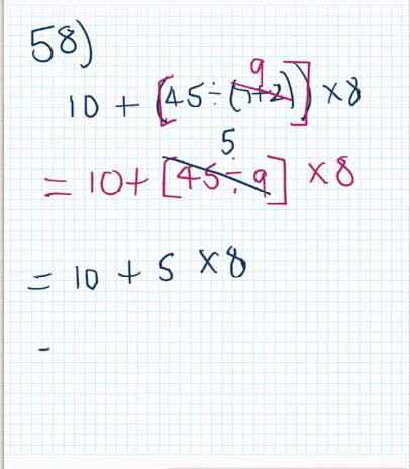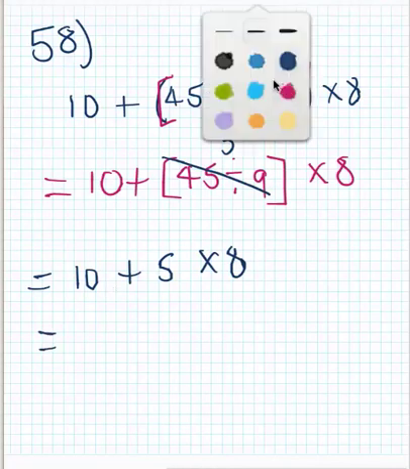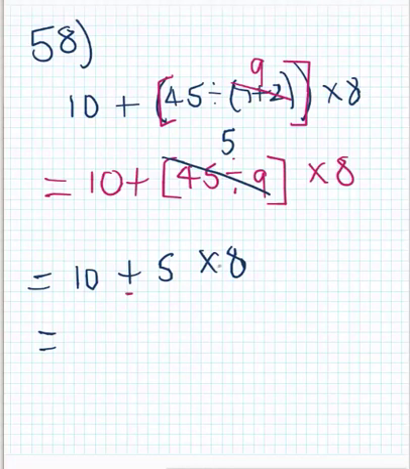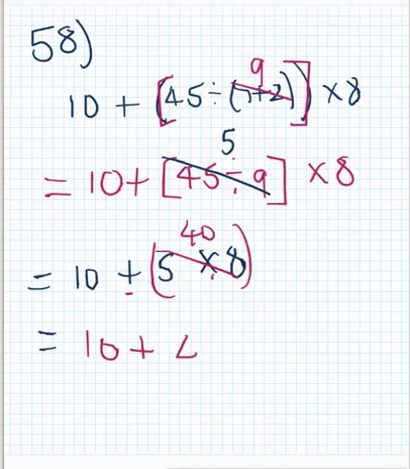Now, our final step is, before we go 10 plus 5 is 15, check our operations. What comes first, plus or times? We know times comes first, so I must do 5 times 8 first. 5 times 8 is 40. So I have now 10 plus 40, and 10 plus 40 is just 50. And that should have been your final answer.